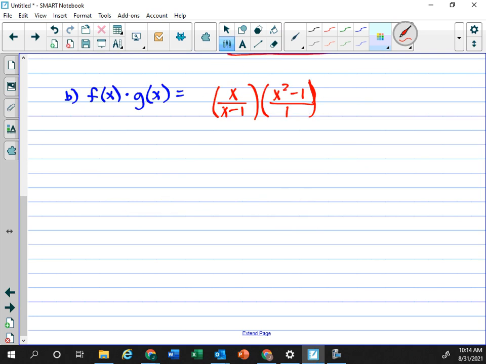So should I just start multiplying right away? I mean, I could. It's going to make more work in the end. What could I do before I multiply? All right, we're going to factor, guys. So I've got x. X squared minus 1 just factors into x minus 1, x plus 1. So all of that combined is my numerator. My denominator is just x minus 1.